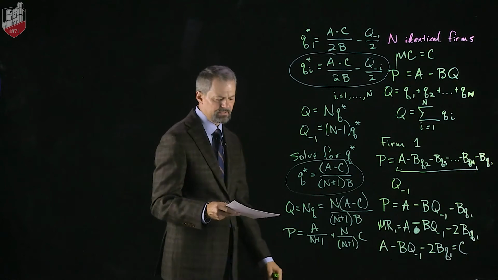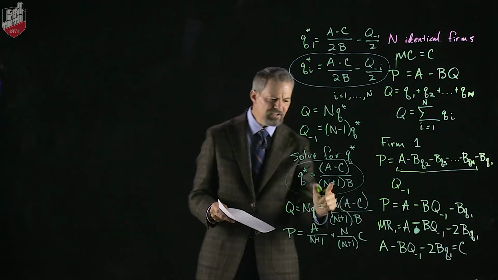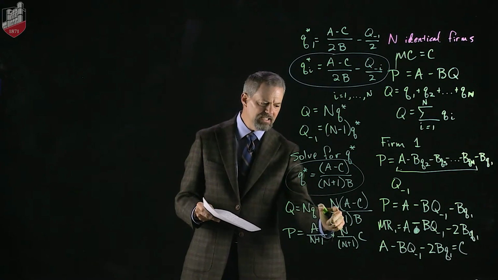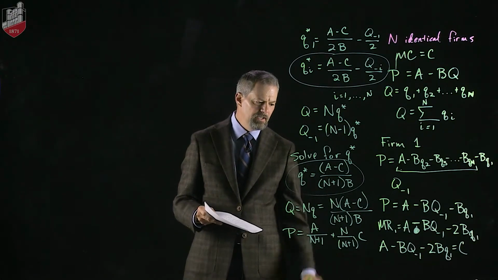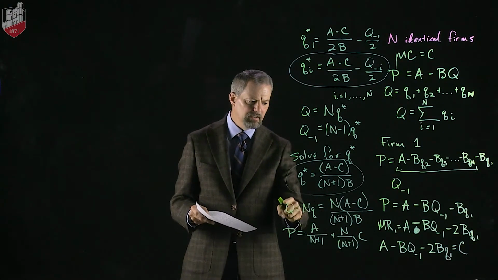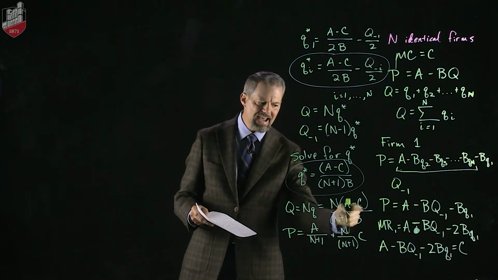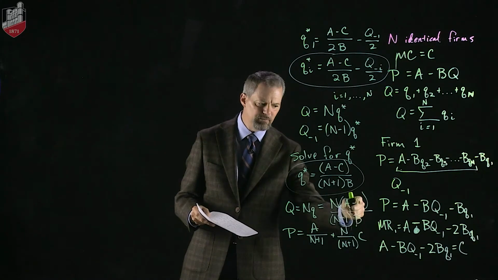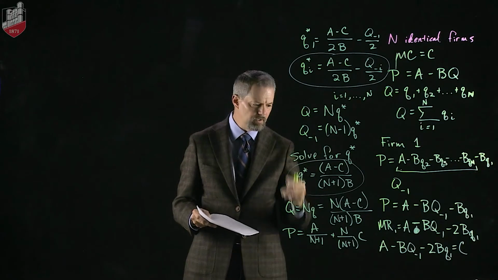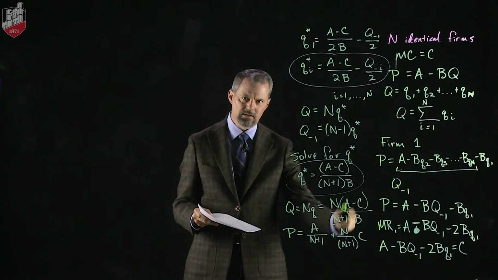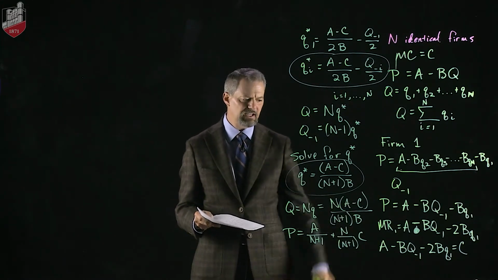And here's what this says. If we have N firms, we can plug in what's happening. Let's say we have one firm. Then the monopoly quantity would be 1/2 the perfectly competitive quantity. If you have two firms, it's going to be 2/3 the perfect competition quantity. If you have three firms, it's going to be 3/4 the perfect competition quantity.